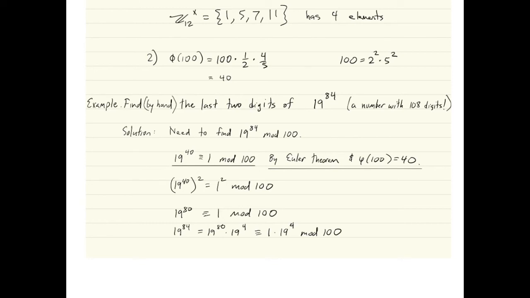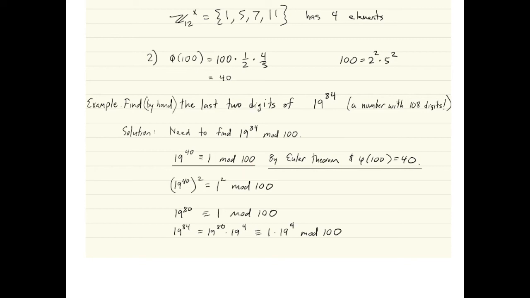Okay. And so the solution is, well, first of all, realize that the question is asking to find 19 to the 84th power mod 100. That's one key idea, that the last 2 digits of a number are that number mod 100. In other words, the remainder when you divide by 100. Okay, so Euler's theorem says that 19 to the 40, here's where this computation that phi of 100 is 40 comes in, is congruent to 1 mod 100.